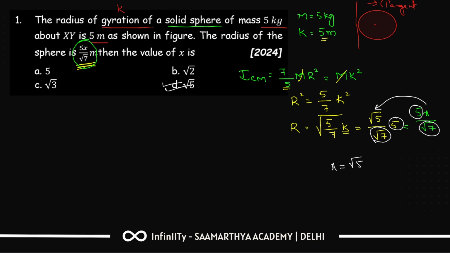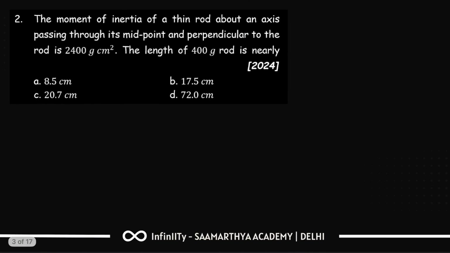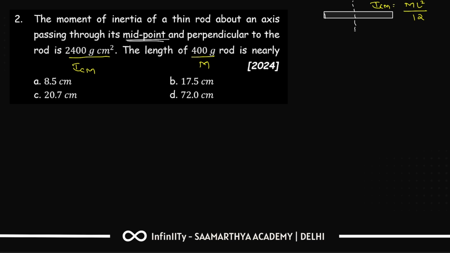Okay. Now the next question. The moment of inertia of a thin rod. First thing that they have mentioned, it's a thin rod. About the tangent or about the center? About the midpoint it is. This will be like this. The moment of inertia of a thin rod about the center, this we have derived in the class: ml square by 12. So what values have they given? One is ICM, the moment of inertia, and the other is mass.